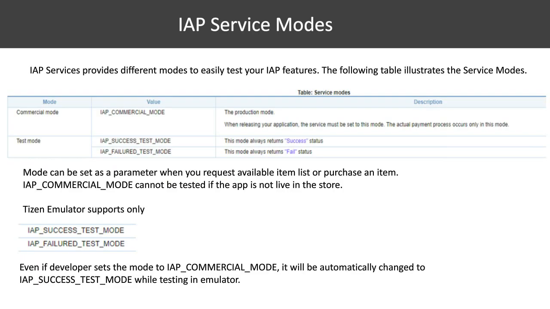IAP service modes. There are two different kinds of service modes available. First is a commercial mode, that is where the actual transaction happens, and we also offer a test mode which you can use to test your application before actually publishing it in the store. So there are two values, IAP success test mode or IAP failed test mode. You can use this to make sure your purchase logic works fine. But even if you have set the value to IAP commercial mode and you are testing it on your emulator, the platform automatically changes the mode to test mode.